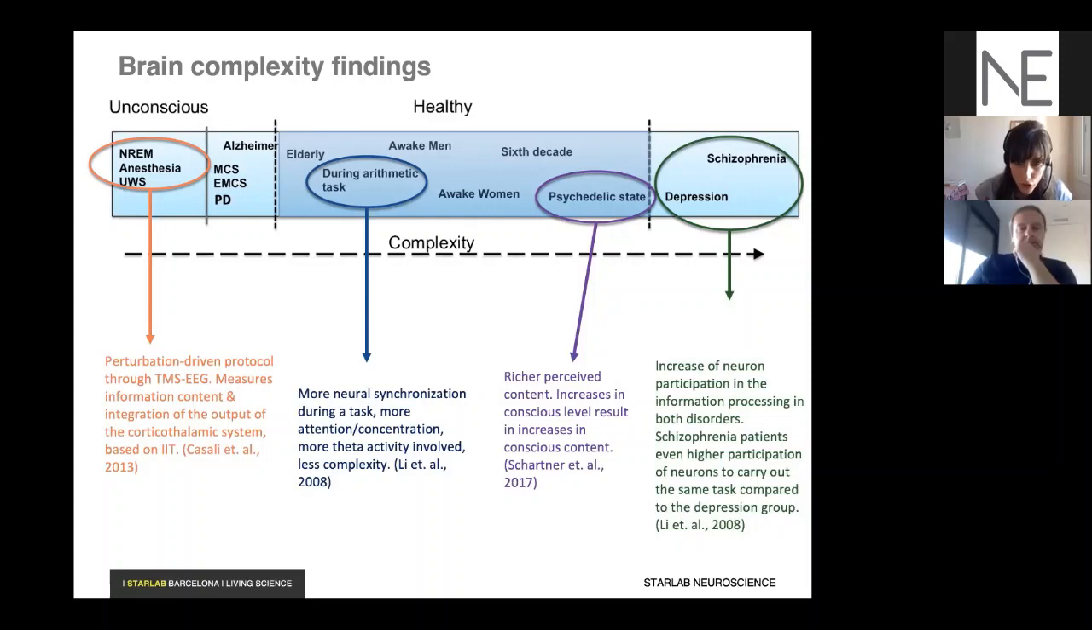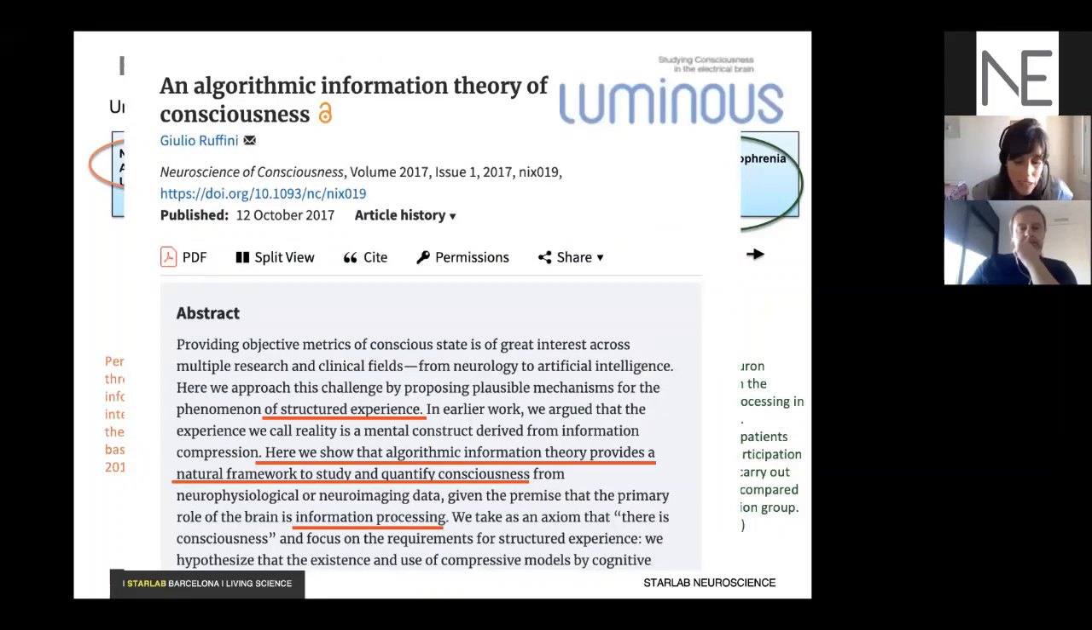Okay, and then what we also did, within our project Luminous, and this research was initiated by an article published by Giulio Ruffini, who is the CEO of Neuroelectrics. Based on all of these previous findings, he proposed an algorithmic information theory of consciousness. He argues that we can call reality a mental construct derived from the compression of information. We show that algorithmic information theory provides a very good natural framework to study and quantify processing. He identifies two aspects of this: one is the structured experience, and the other is the information processing. So you can see that in this case complexity is used very differently from what we have seen so far in relation to single band power and cross-frequency coupling. It's a whole different story.